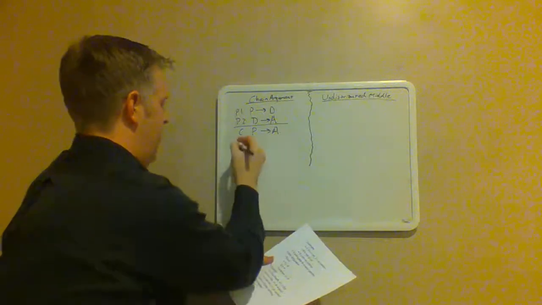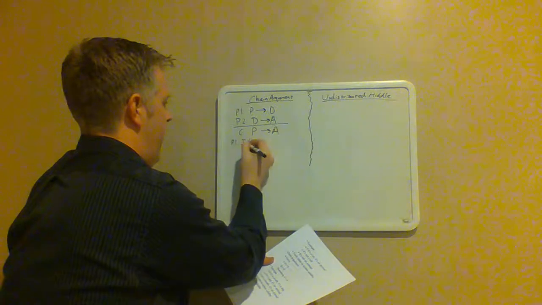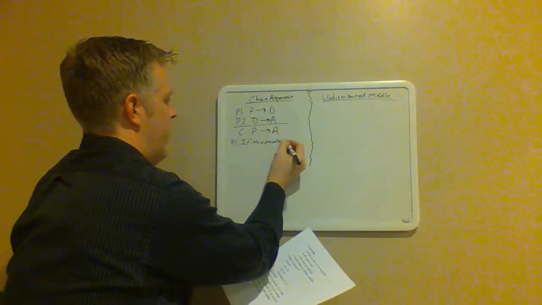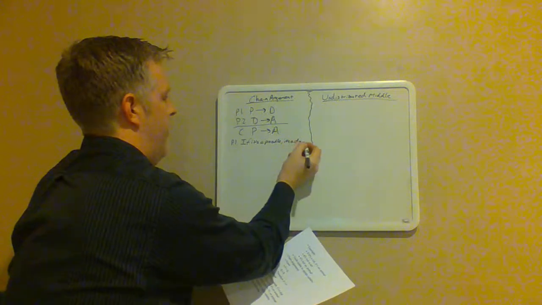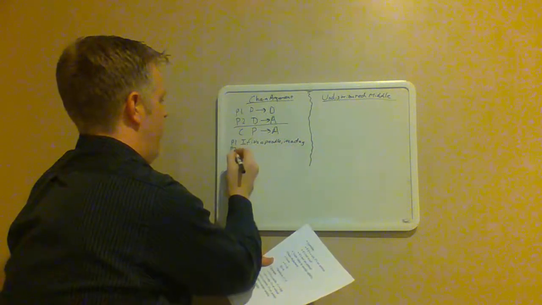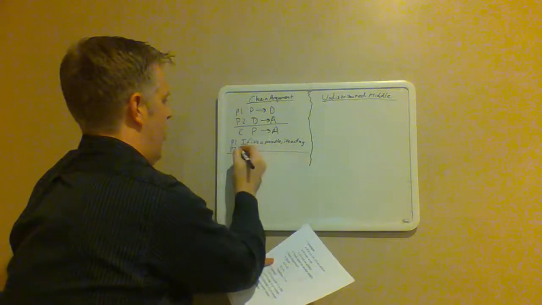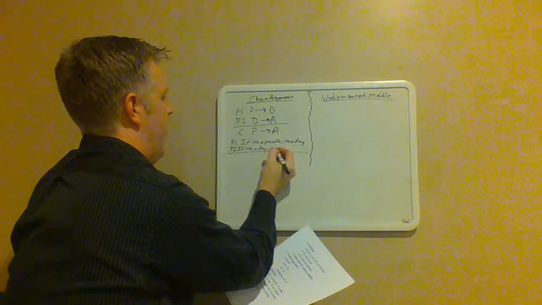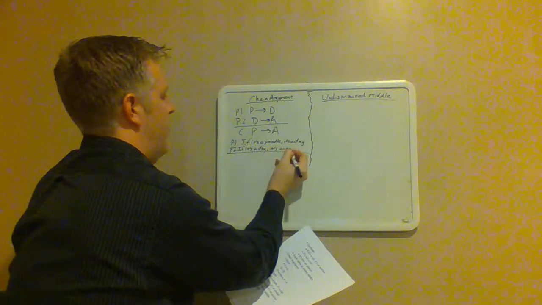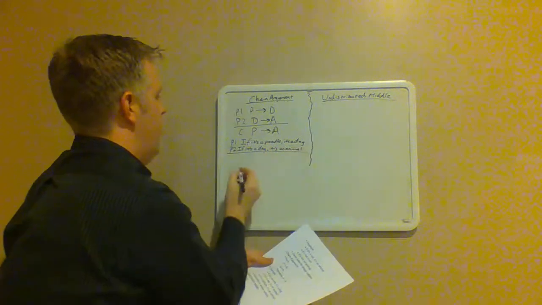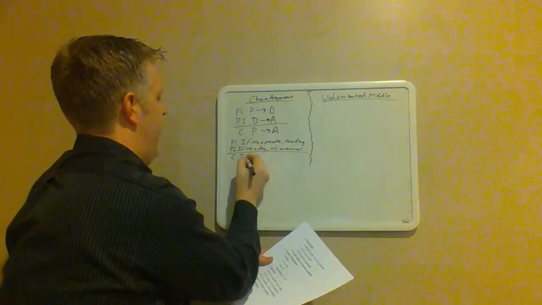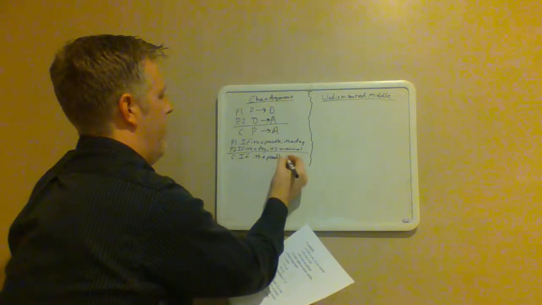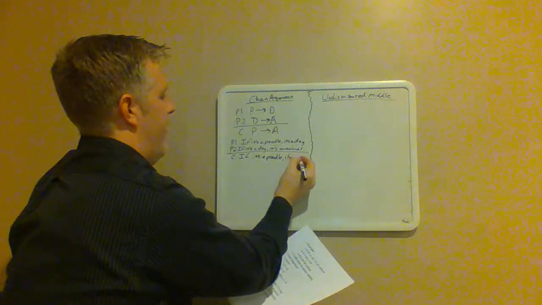Okay, and let me give you an example. Premise 1, if it's a poodle, it's a dog. Premise 2, if it's a dog, it's an animal. Conclusion, if it's a poodle, it's an animal.